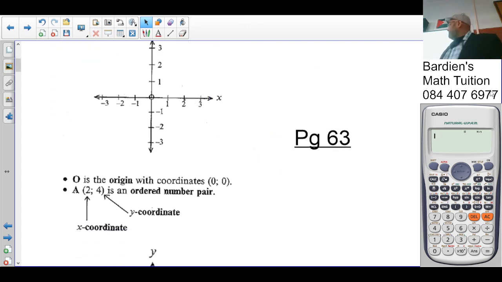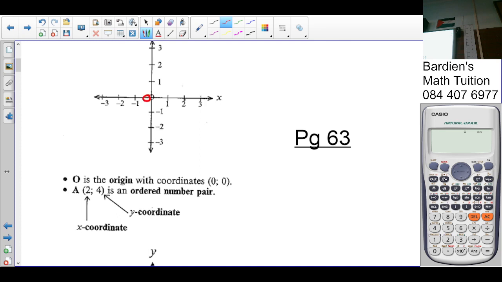So now we are told O is the origin. Can you see here? Here's your O, the origin. Okay? With coordinates 0 and 0. So make that note down: O is the origin with coordinates 0 and 0.